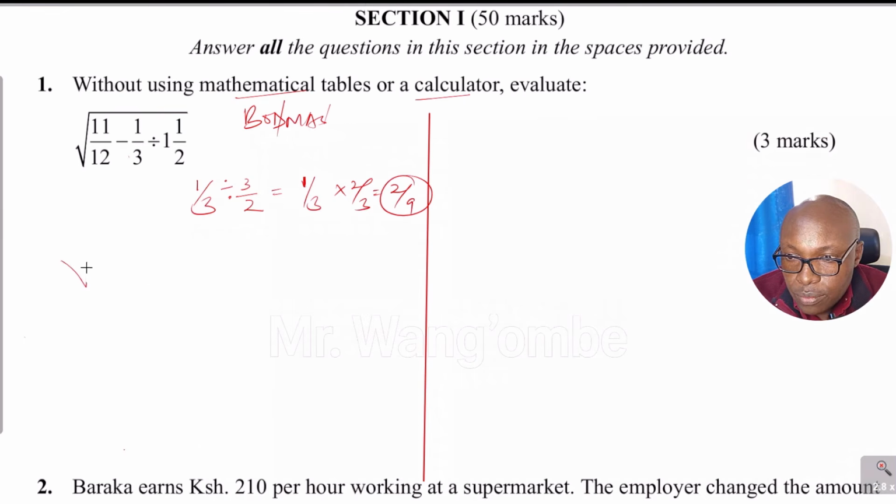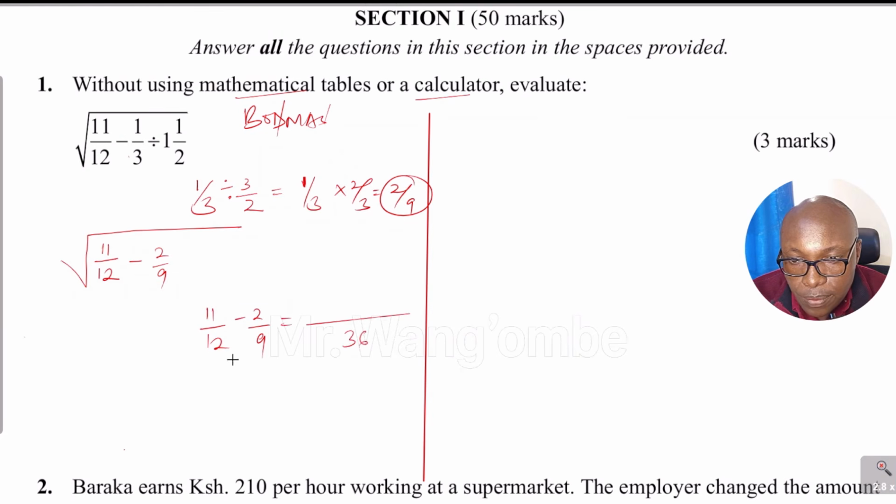Now in the next step, you should have 11 divided by 12, subtract what you got there, that is 2 divided by 9. So now you can go to subtraction. Take 11 divided by 12, subtract 2/9. How do you subtract these? Get the LCM of 12 and 9, which is 36. 36 divided by 12, that is 3, times 11, that is 33. Subtract 36 divided by 9, that is 4, times 2, that is 8. And then you have 25 divided by 36.